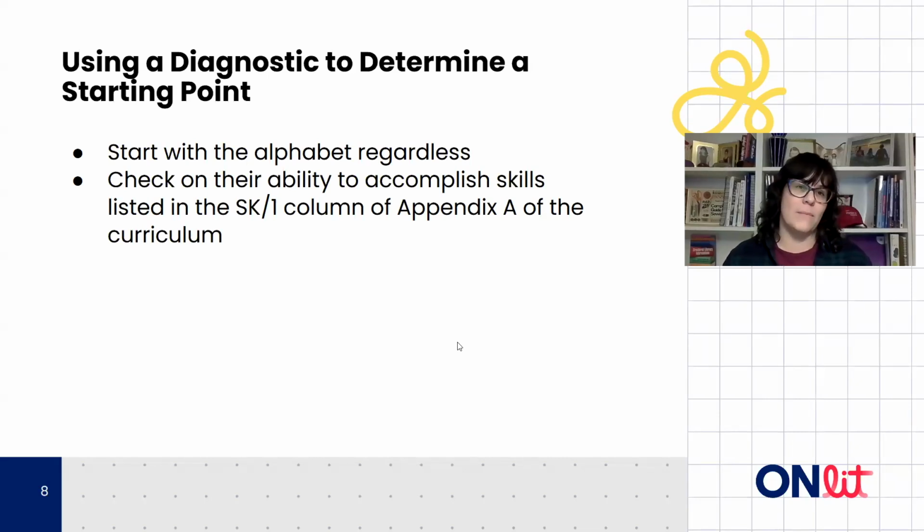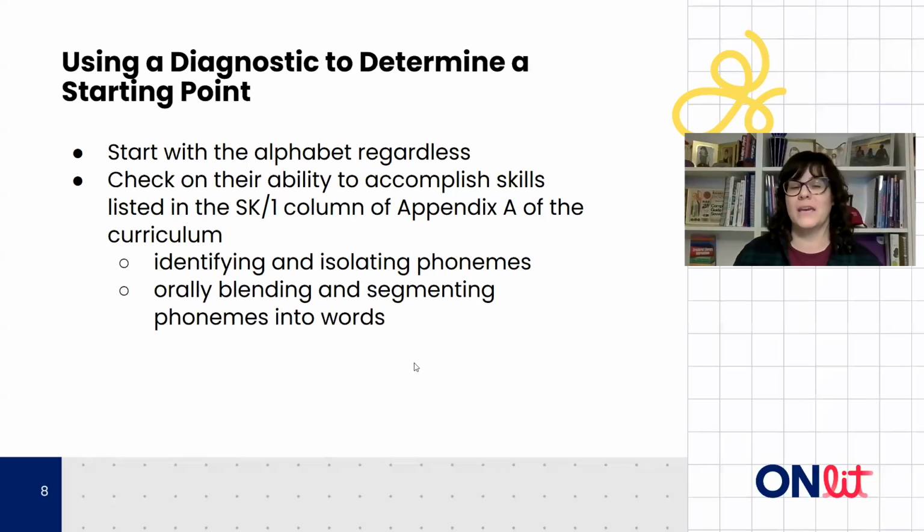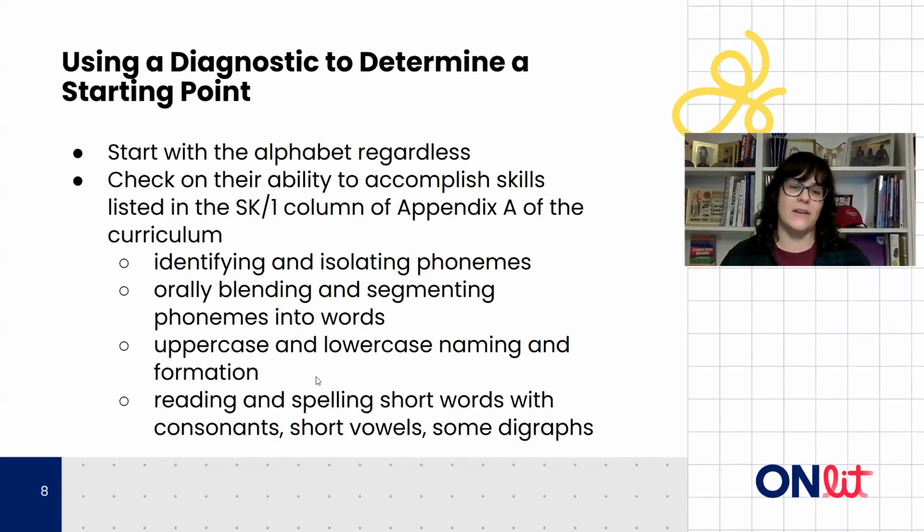So again, thinking about Appendix A, if we look at the SK1 column on Appendix A, we can see some of the important skills that they should have left. Again, I say should, being like this is an ideal world, but ideally they can identify and isolate phonemes, they can orally blend and segment phonemes into words, they have uppercase and lowercase naming and formation skills, and they're able to read and spell short words containing consonants, short vowels, and some digraphs.